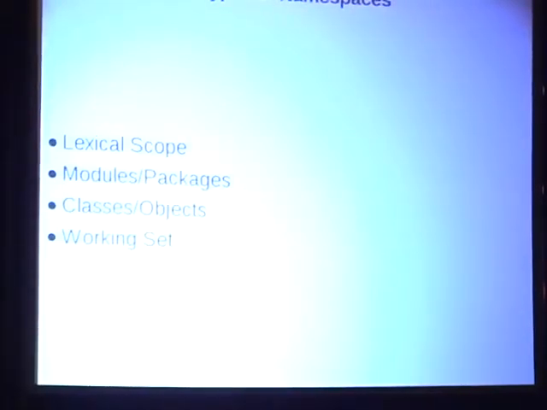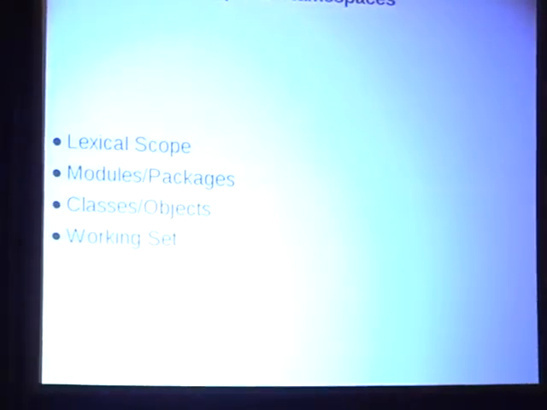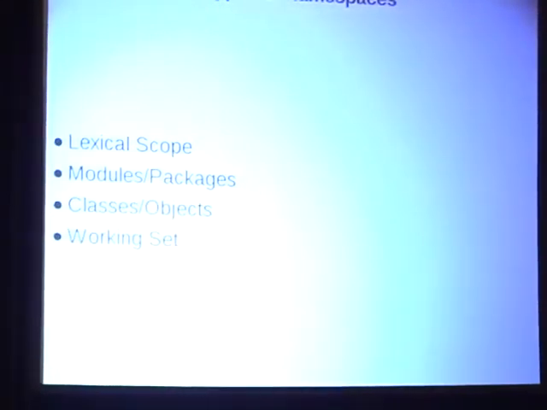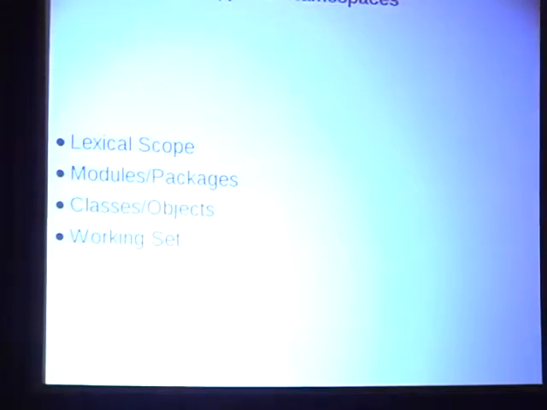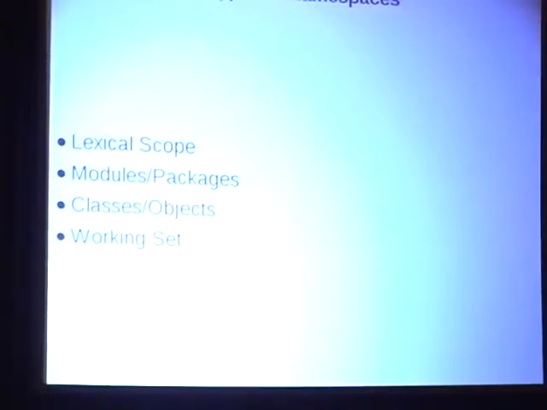So, types of namespaces. There's an official definition of what a namespace is. We often think of lexical namespaces: is this in my function, is this in the module? Module and package namespaces, just the physical layout of where something is defined. Classes and objects: is this defined on the object, or on the class of the object? And working set, which is a somewhat more amorphous namespace I'll be getting to.